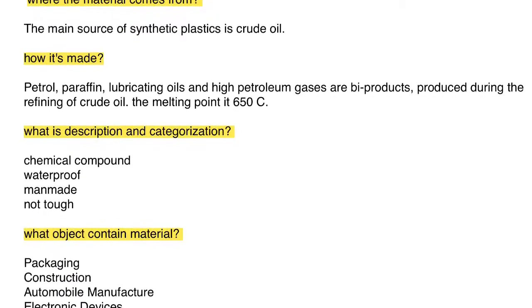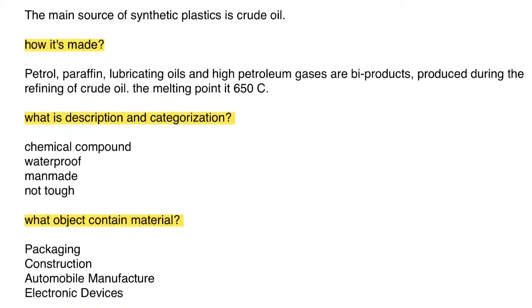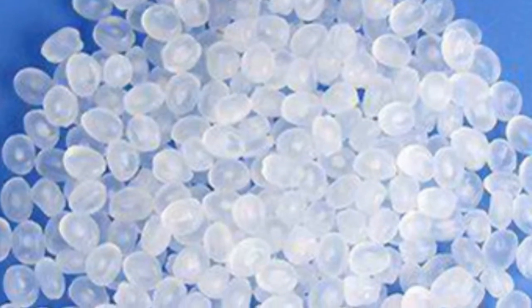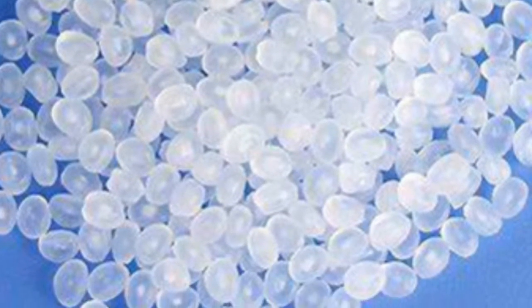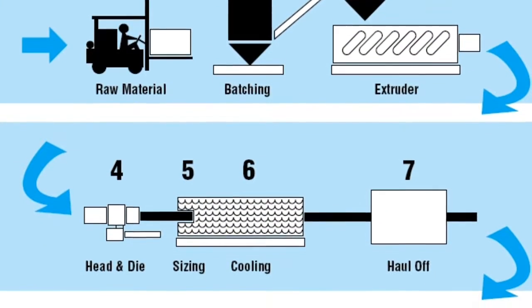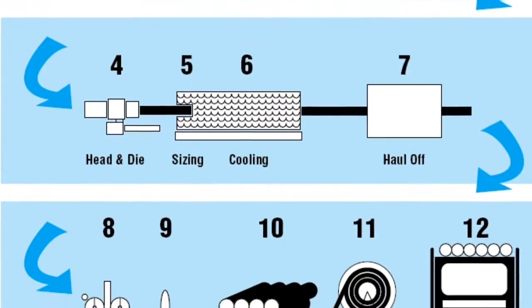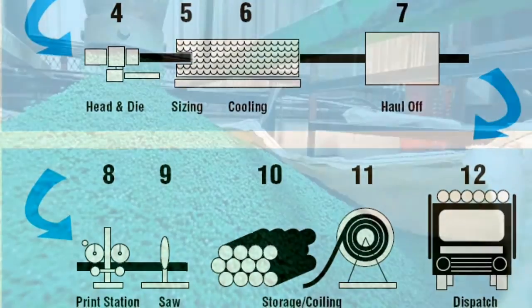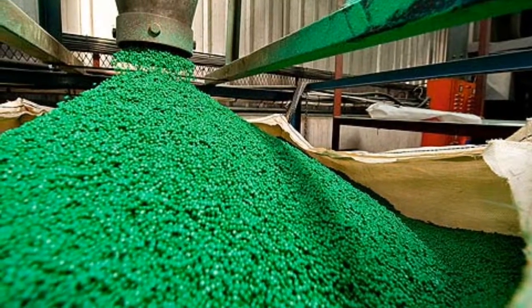What is description and categorization? Chemical compound, waterproof, man-made, not tough. What objects contain this material? Packaging, construction, automobile manufacturing, electronic devices. And here in this picture you can see the steps to produce a pipe, and this is the pure material.